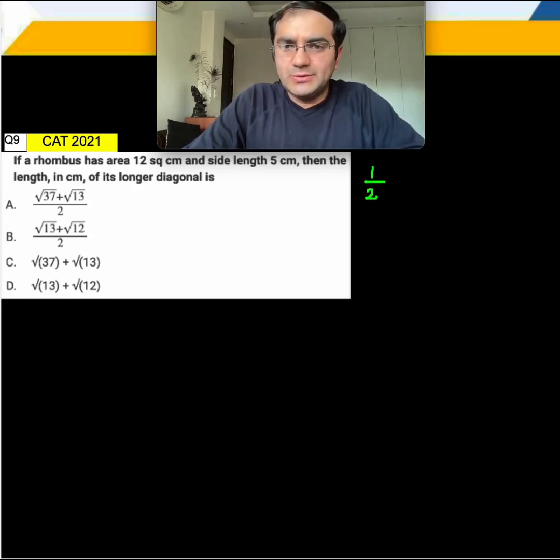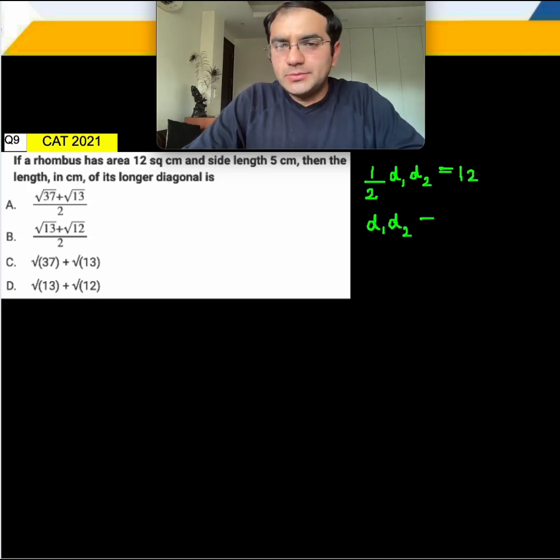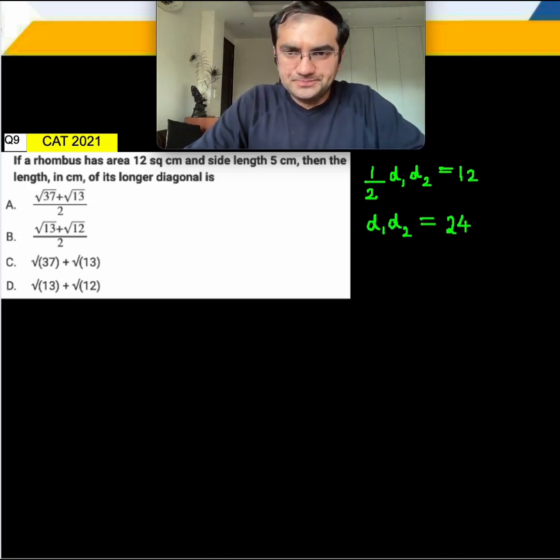So let the diagonals be d1 and d2. Half d1 d2 is the area, which is now 12. So d1 d2, or the product of the diagonals, is now 24.